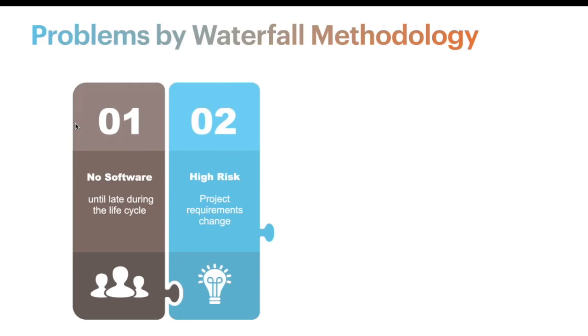Next is high risk. In the initial stage they gather the requirements for the software, but in the middle of the project the requirements will change. Due to that, they go back to the starting phase, gathering the requirements, then again doing the hardware and software assessment, and again going for the development. The process continues like that, and the project timeline changes multiple times if the requirements are changing.